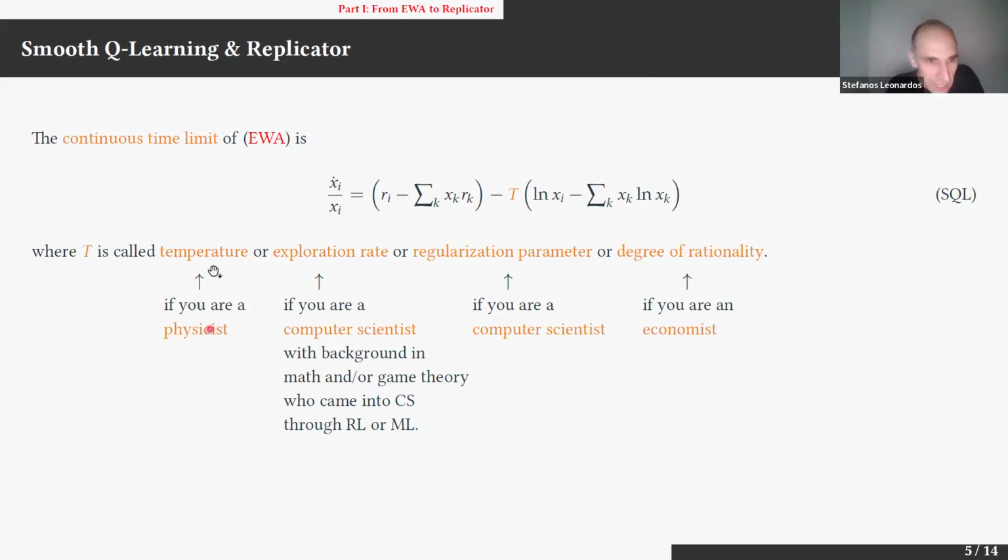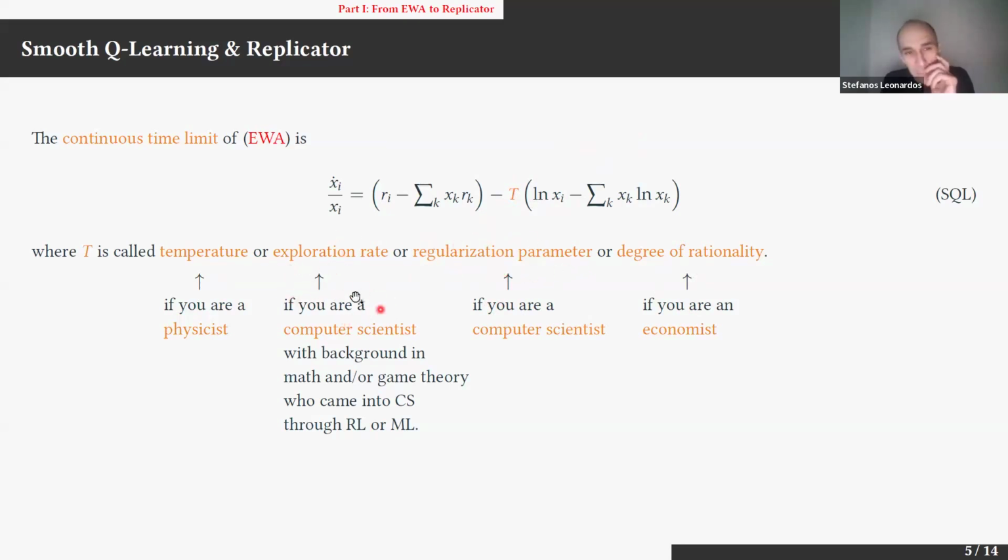If you are a physicist, they are called temperature. If you are an economist, you can call it degree of rationality, because if you remember, this was how you select actions based on the attraction. If you are perfectly rational, you should just select the best action. If you are irrational, you select all actions at random. If you are a computer scientist, this is a typical regularization parameter.